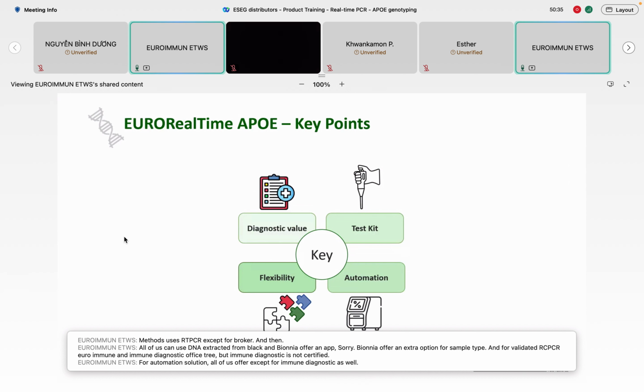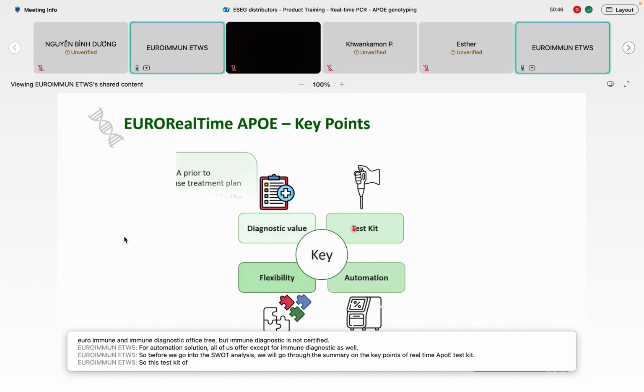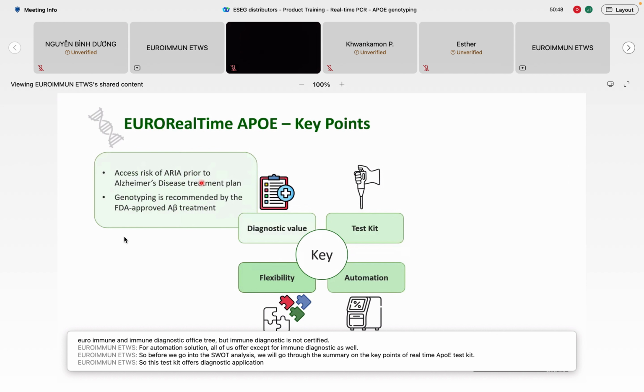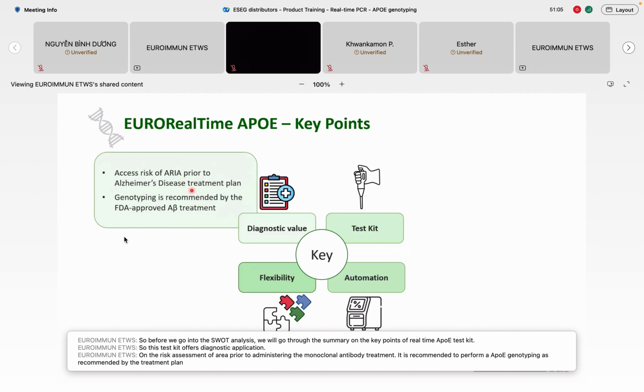Okay, so before we go into the SWOT analysis, we will go through the summary on the key points of the real-time APOE test kit. This test kit offers diagnostic application on the risk assessment of ARIA prior to administering the monoclonal antibody treatment. It is recommended to perform an APOE genotyping as recommended by the treatment plan Leqembi.